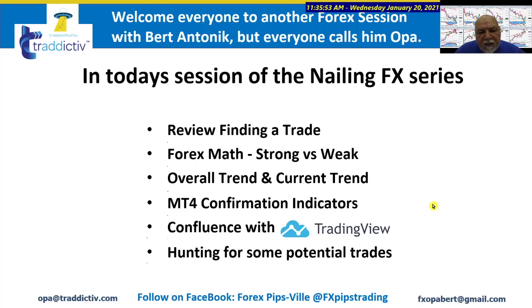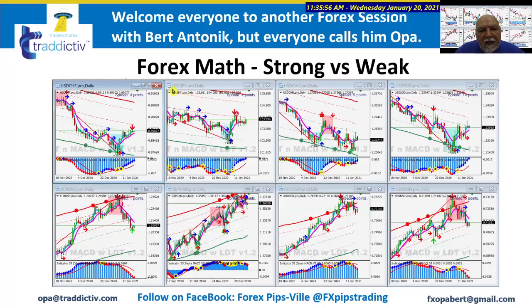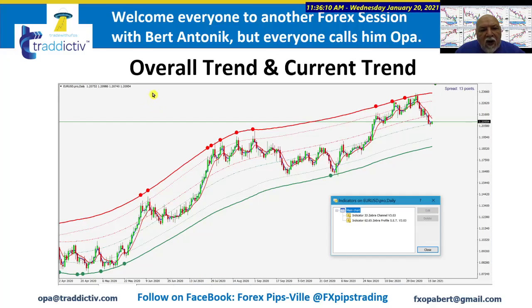So we did some hunting for trades. Here is again the profile that we started out with for finding whether the US dollar was strong or weak, and we found that it was a -7, very weak. Then we looked at the overall trend using the channel and the current trend using the first two moving averages of the profile.